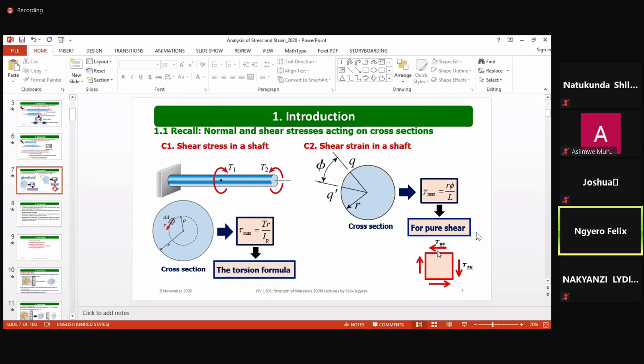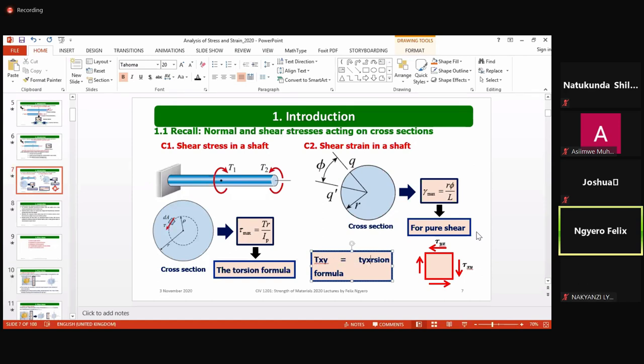Here, for the case of pure shear, we know that the shear stress, tau xy is equal to tau yx for equilibrium. For equilibrium, tau xy is equal to tau yx, and also, in the same way, tau xz is equal to tau zx.